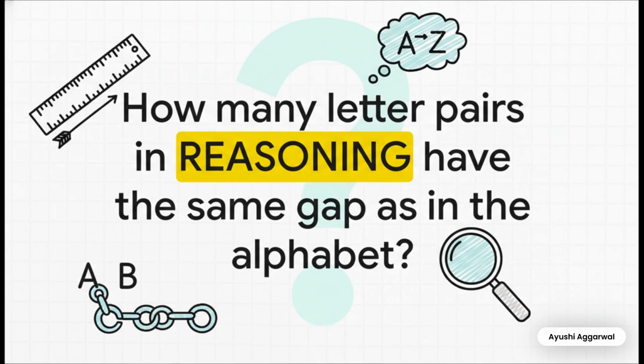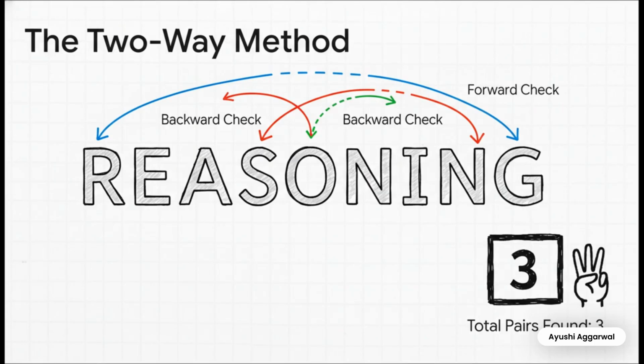I know, the wording can be a bit confusing, so let's break down exactly what that means and the right way to solve it. The only way to solve this without making mistakes is what I call the two-way counting method. You have to check from each letter both forwards and backwards. First, let's do a forward check. Start at the E. What comes after E in the alphabet? F, then G. Now look at our word, R-E-A-S-O-N-I-N-G. Hey, between E and G, there's one letter, A, just like in the alphabet. So E-G is our first pair.